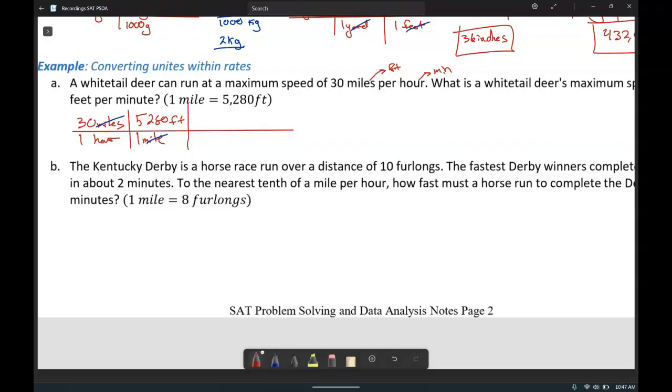We can also do the conversion from hours to minutes. Now, hours is already in the denominator, so we're going to go ahead and put 1 hour in the numerator, and 1 hour is 60 minutes. So we can cancel out this hour with that hour, and we're left with the desired unit of feet per minute. So we just multiply the numerator, 30 times 5,280 feet divided by 60 minutes, which gives us 2,640 feet per minute.